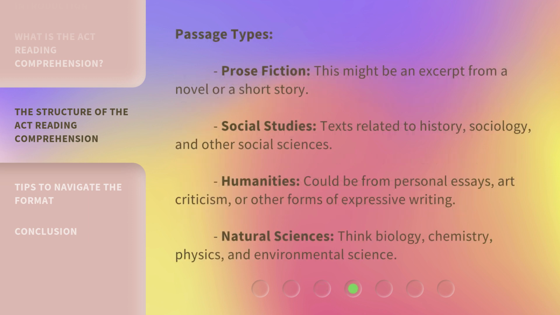Passage types. Prose fiction. This might be an excerpt from a novel or a short story. Social studies. Texts related to history, sociology, and other social sciences. Humanities. Could be from personal essays, art criticism, or other forms of expressive writing. Natural sciences. Think biology, chemistry, physics, and environmental science.